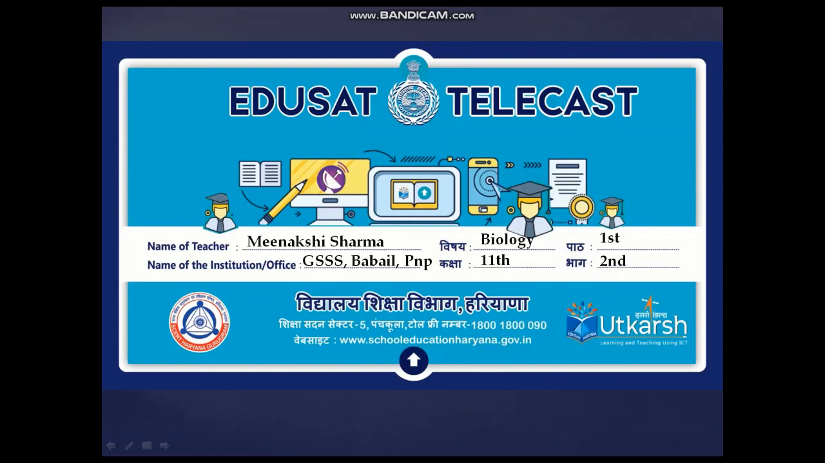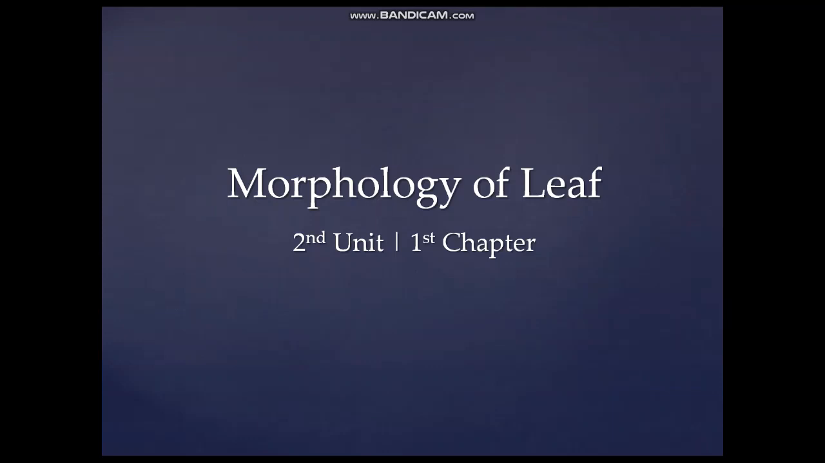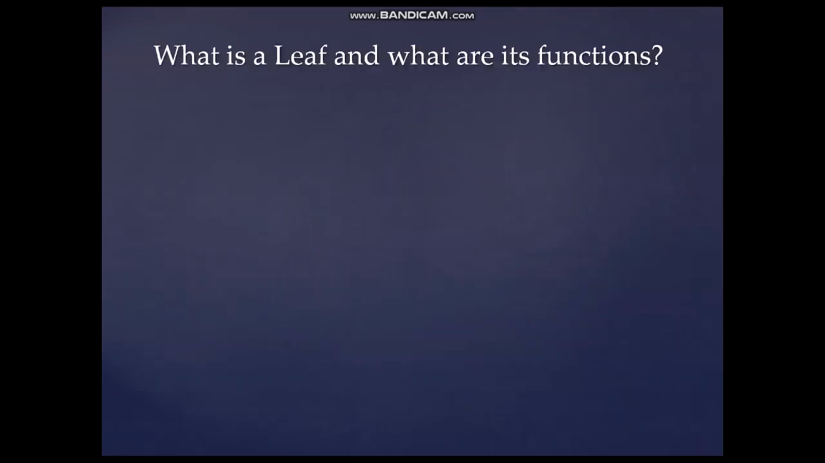Today our topic is Morphology of Plant. Morphology means to study the external features of the plant, which comprises root, stem, leaf, fruit, bud. But we discuss the morphology of leaf. It's given in second unit and first chapter. So the first part is, what is leaf and what are its functions?